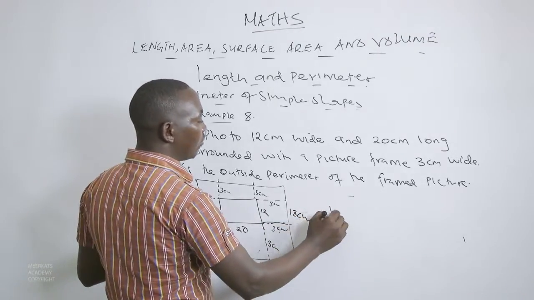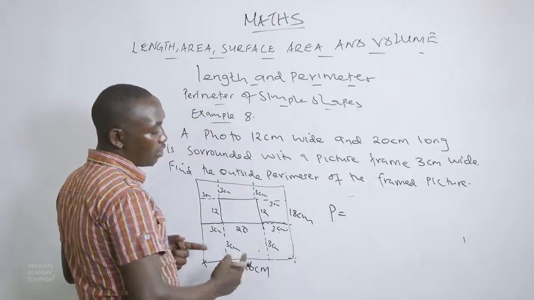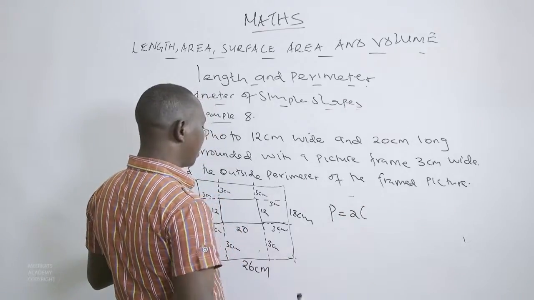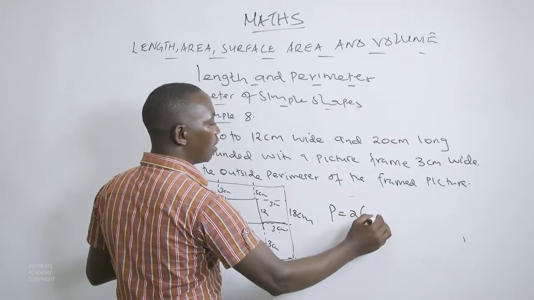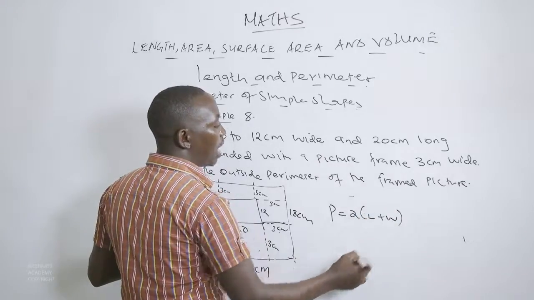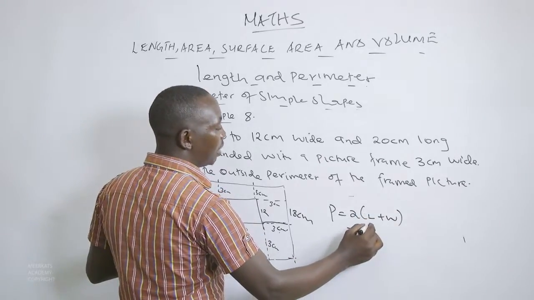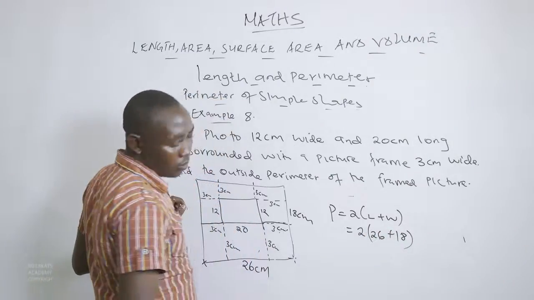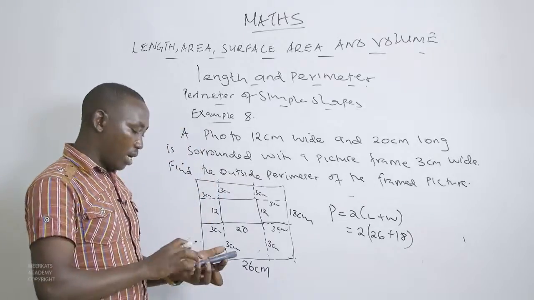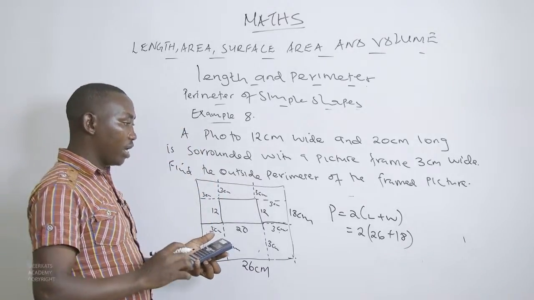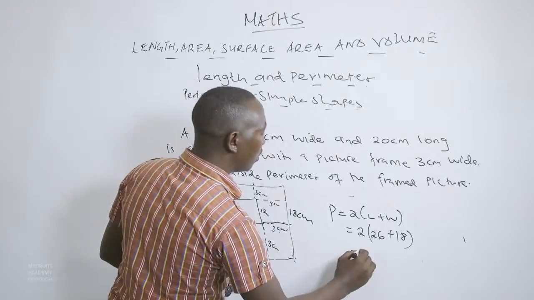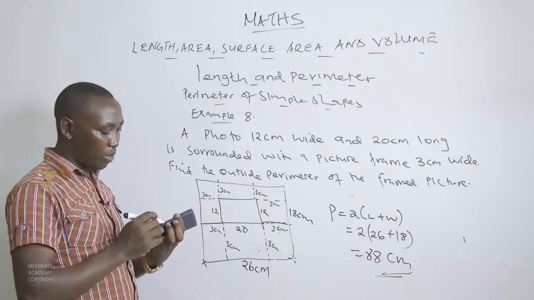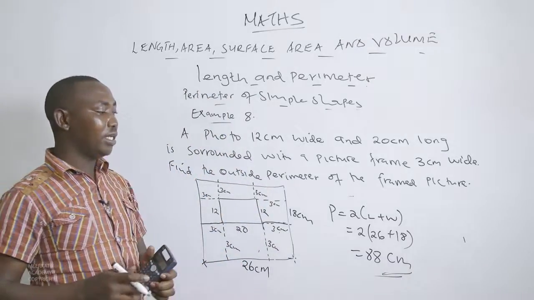So in this particular case, the perimeter of the framed picture shall be P equals 2 times (length plus width), which in this case is 2 times (the length, which is 26, plus the width, which is 18). When you add 26 and 18, you get 44. You multiply it by 2, you'll get 88 centimeters. So the distance around this particular framed picture is 88 centimeters.